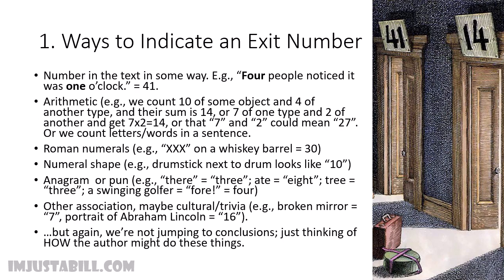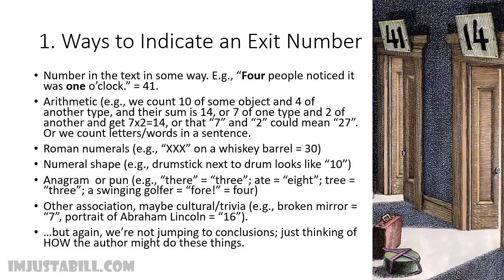Another possibility is Roman numerals. Say there's a room and there's a picture of a whiskey barrel that has XXX on it. Well, maybe that's an indication of 30. Maybe we could specify a number by encoding the numeral shapes. So some objects that look like a specific number together. Let's say there's a drumstick and then a snare drum next to it. And if you look at it from this angle, well, it looks like a number 10, like a 1 and a 0 with the stick on the drum.